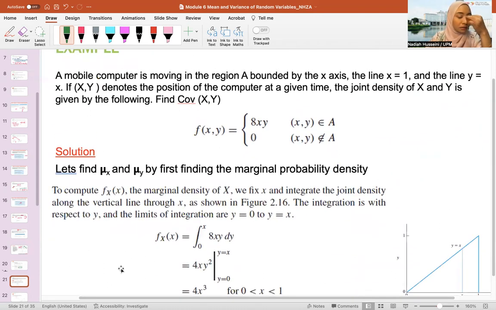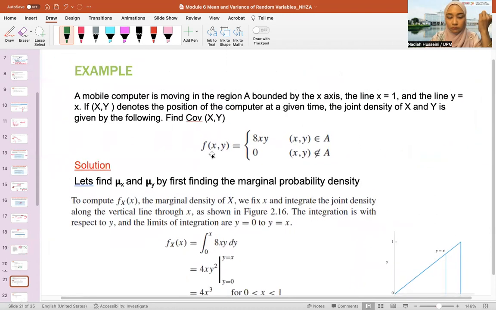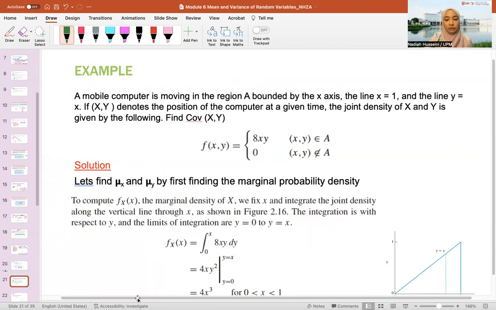Mu of X. Okay, so this is an example on covariance. Let's try to do it. I can't remember what this slide refers to. Never mind, I'll go back to it if I need to.